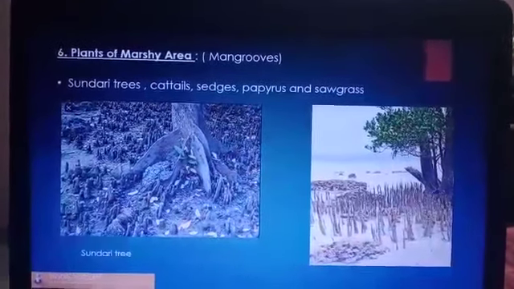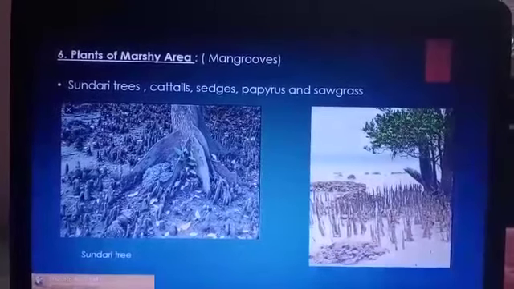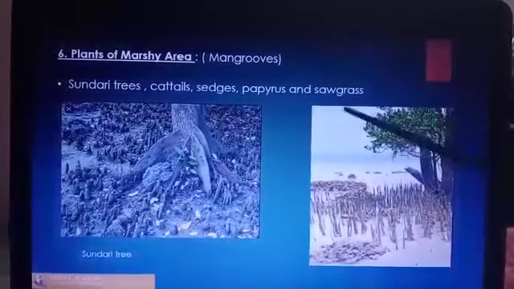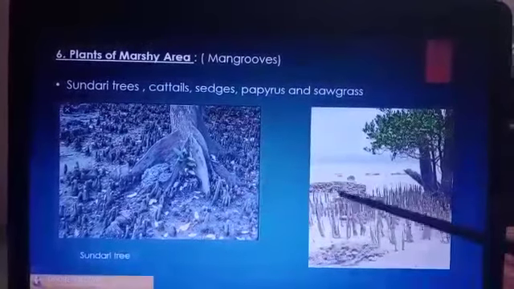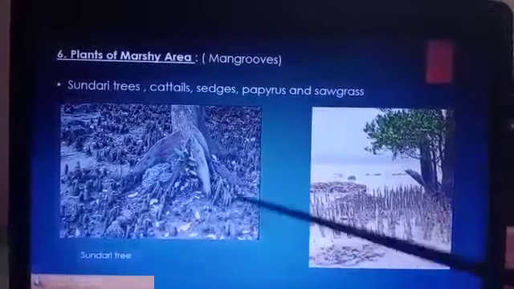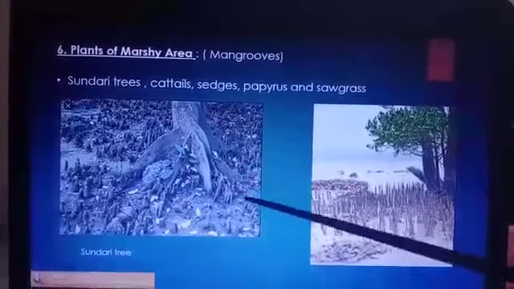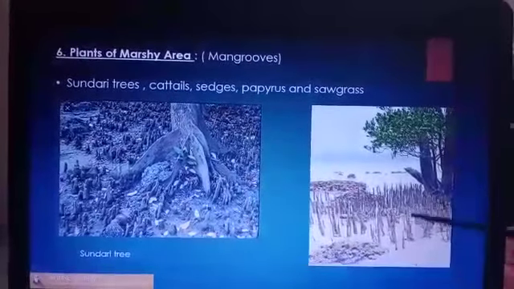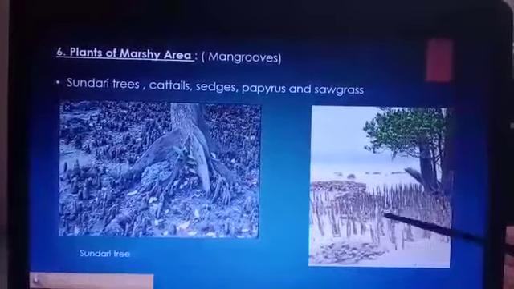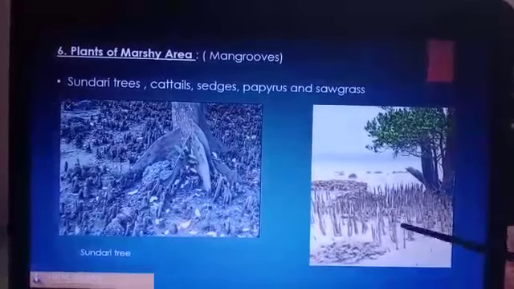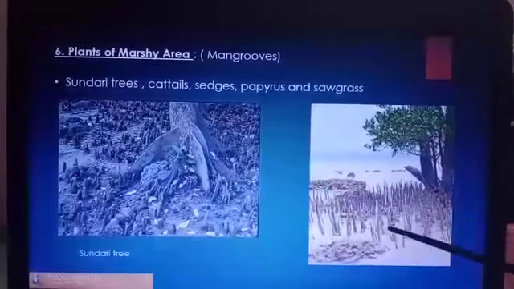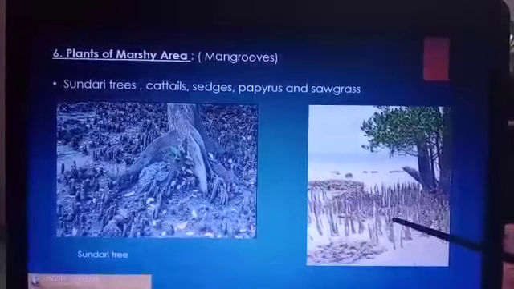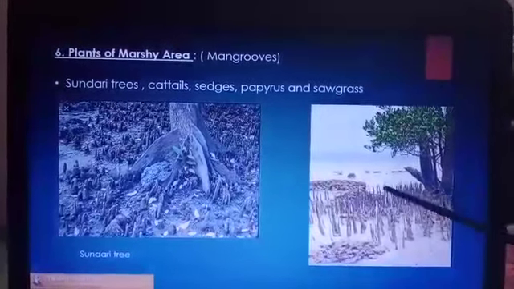Last category is plants of marshy areas. Now we can see here marshy areas have clay soil, a lot of mud, it is totally sticky. So the roots of the plant find it difficult to breathe. Now what they do, the plants have adapted themselves and the roots become aerial roots. Now what are aerial roots? We call them breathing roots also.